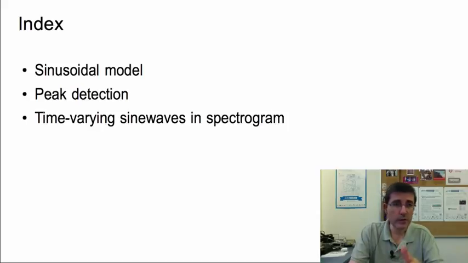We will first overview the model and then focus on the idea of detecting peaks in the spectral domain, which are going to be our sinusoids. We're also going to talk about how to track them in time. These sine waves vary in time in a particular sound, so how can we track these time varying sine waves in a spectrogram?